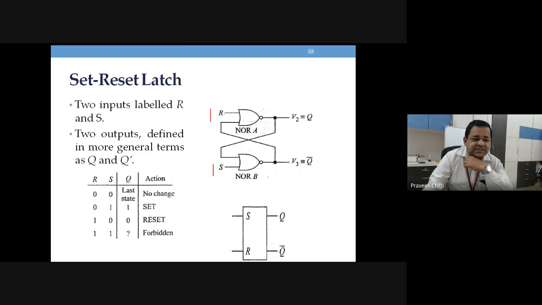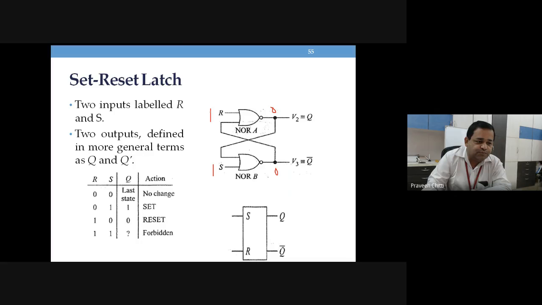The moment you see 1 as the input to the NOR gate, its output will become 0. Both the gates will try to give you output as 0, which violates the basic definition of a latch or a flip-flop. What does the basic definition of the latch say? The two outputs of the latch should always be complement of each other.